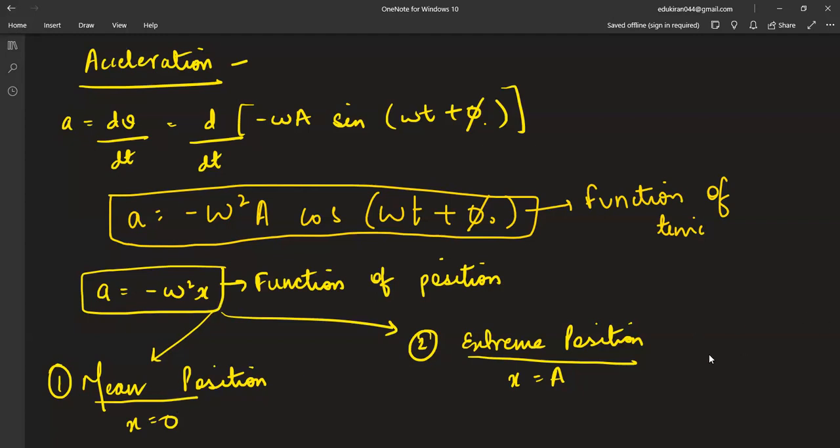Similarly, at mean position, exactly at the mean position, we'll assume it to be x. And as it will go towards the extreme position, we have the equation of the amplitude. This is the extreme position.